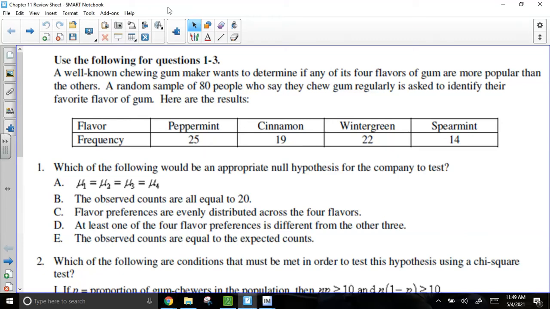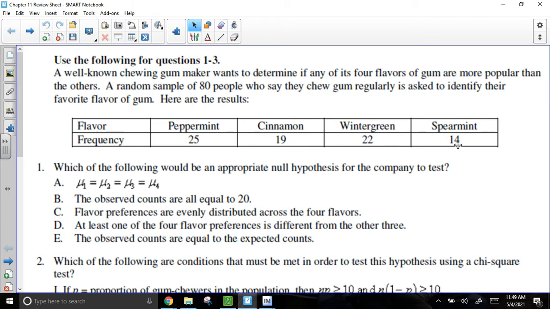Right, looking at the Chapter 11 review, let's start with the multiple choice. Question 1, we're going to use the following information for the next 3 questions. A well-known chewing gum maker wants to determine if any of its 4 flavors of gum are more popular than the other. A random sample of 80 people who say they chew gum regularly is asked to identify their favorite flavor of gum, and here are the results. So notice what they gave me is the observed counts.